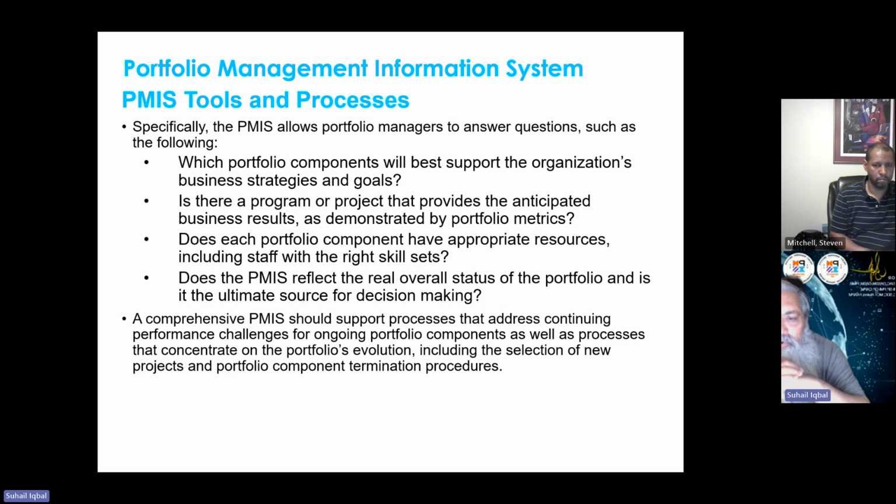Does each portfolio component have appropriate resources? So maybe it can show which are the components in the red zone as far as the resources are concerned, and which kind of resources are lacking. That kind of thing can also be shown diagrammatically. Does the PMIS reflect the real overall status of the portfolio? As I said, there could be a scale of 1 to 10, or any other scale which represents the portfolio value at any one point in time.